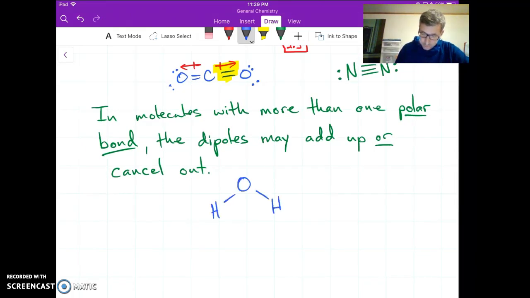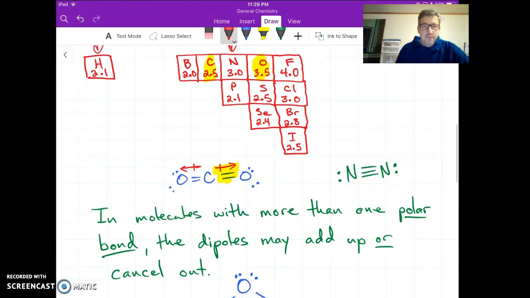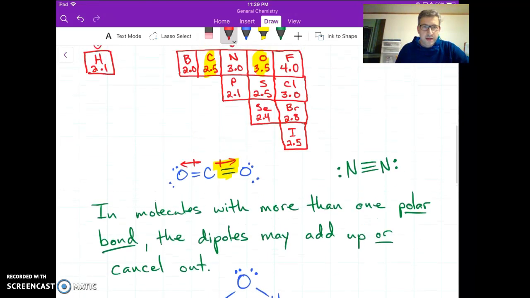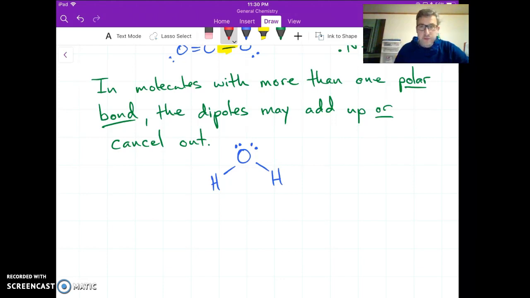So water, we get dipoles. And again, I'm going to consult my little table up here. I've got hydrogen and I've got oxygen. And so oxygen, you can see, is greater, 3.5. Hydrogen's only 2.1. So I'm going to put my dipoles going which way? Go ahead and pause it and see if you can figure it out. Okay, so they're going to go towards oxygen.